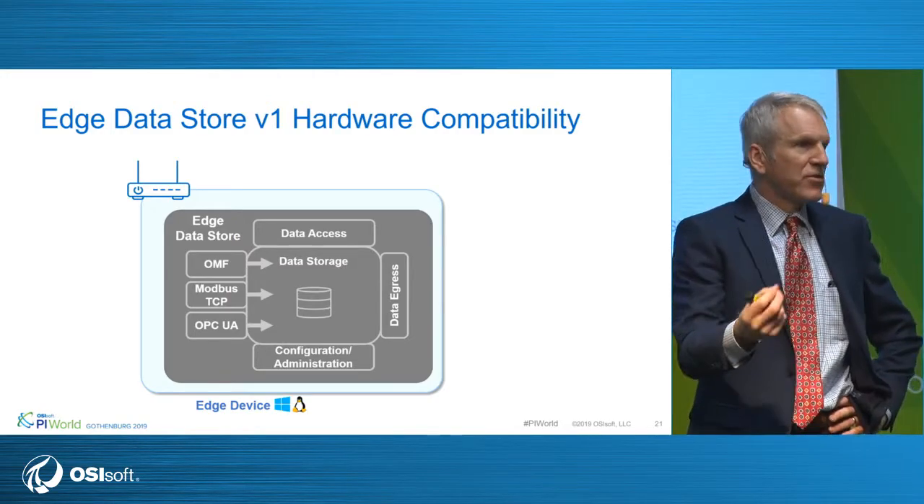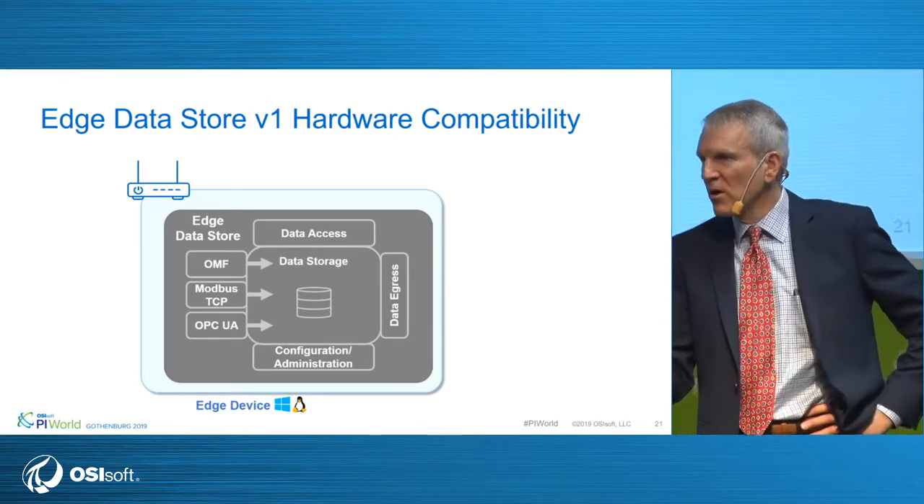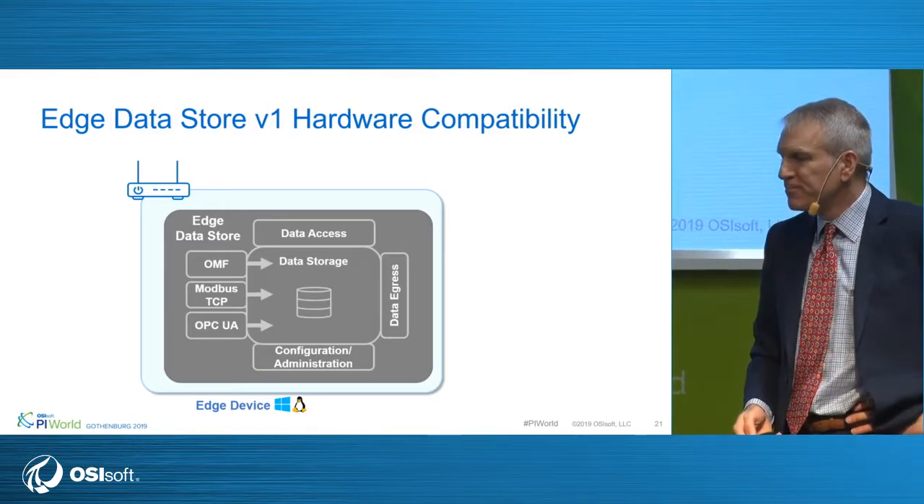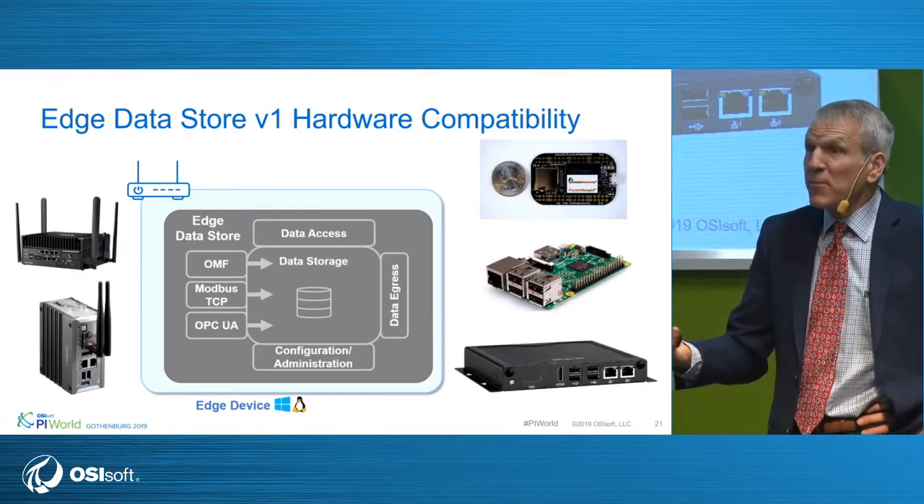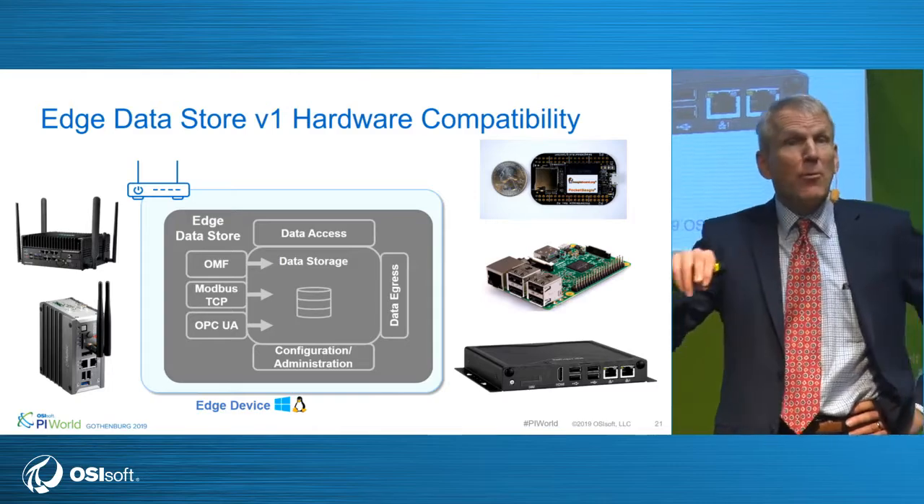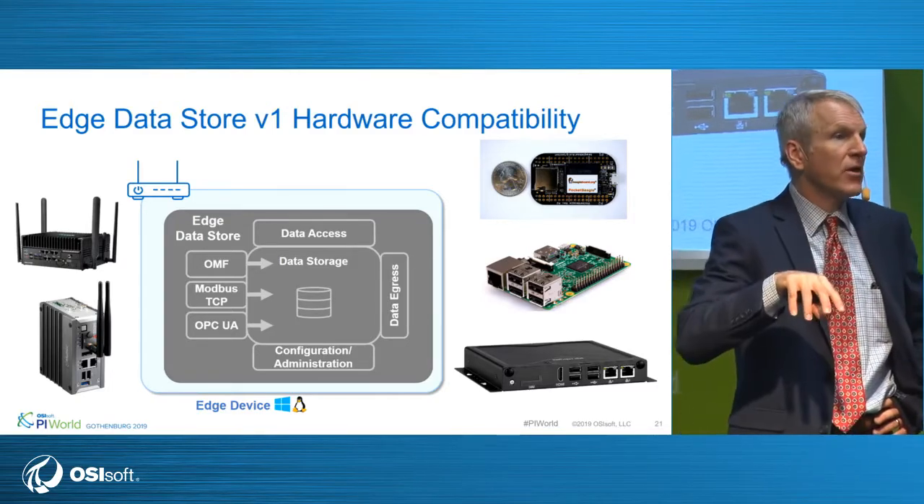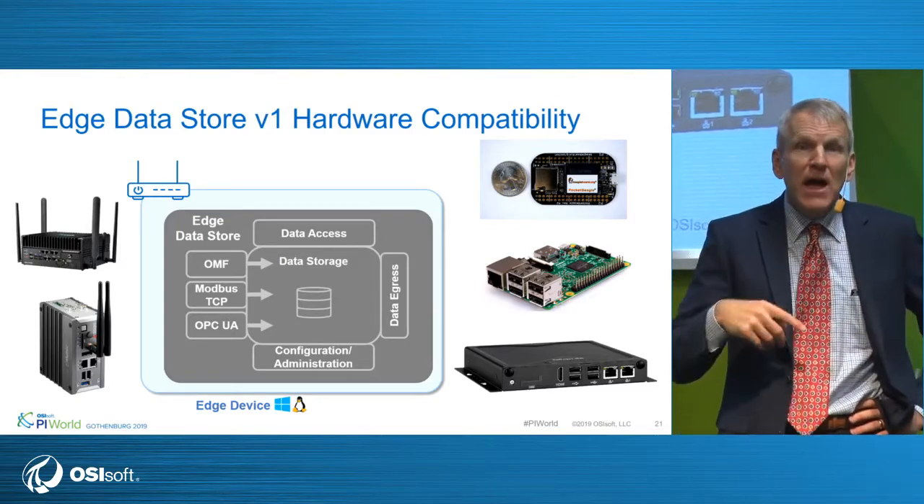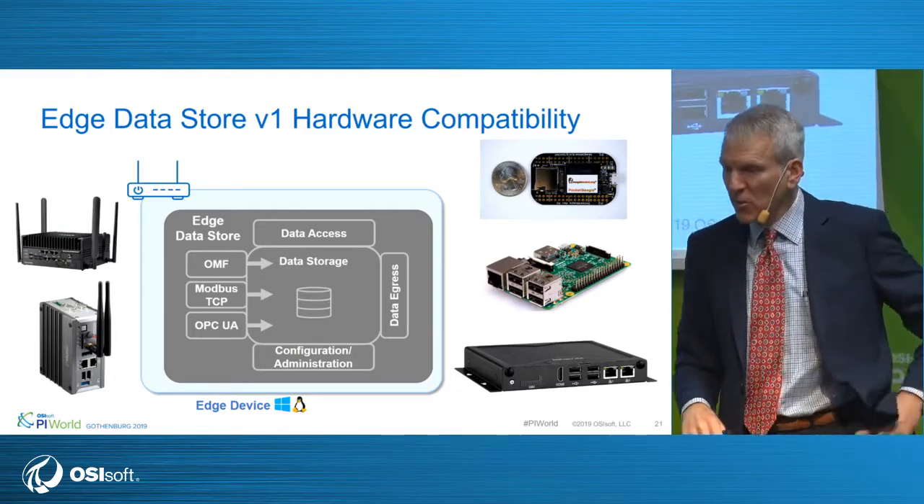So the pieces of data that you collect in an Edge Data Store, we call those data streams, just for clarity. So what type of devices will this run on? Again, I mentioned small, medium, and large from a stream count, but that's also representative of the types of hardware we expect the Edge Data Store to run on.